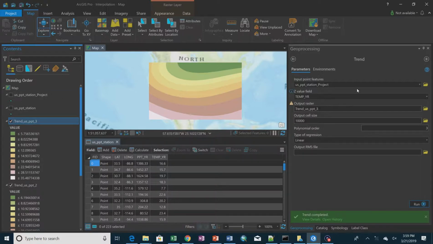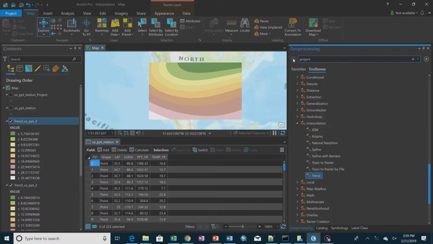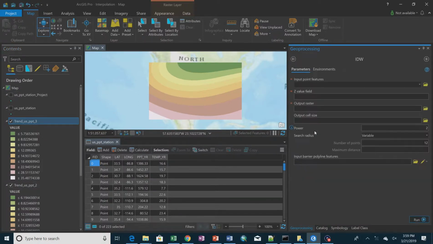Now let's just do an IDW of the same data. So we've got our projected data, and we're going to choose temperature per year. I'm going to change this back to 10,000, because I put one too many zeros. Okay, we're going to call this IDW1. Here is the power. Set the power there.